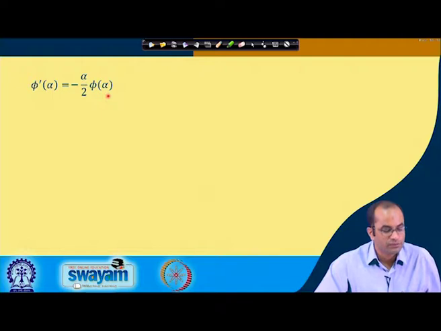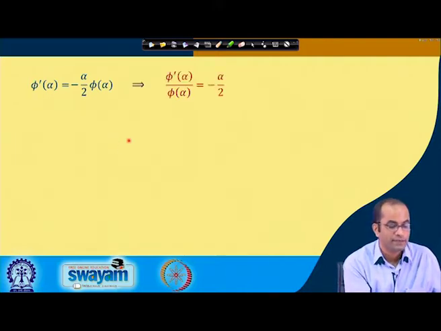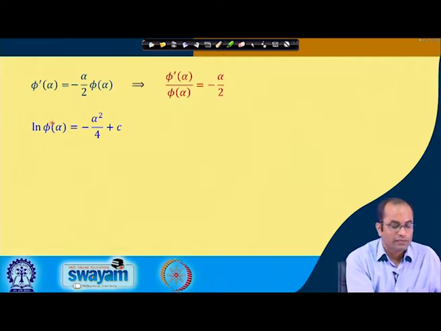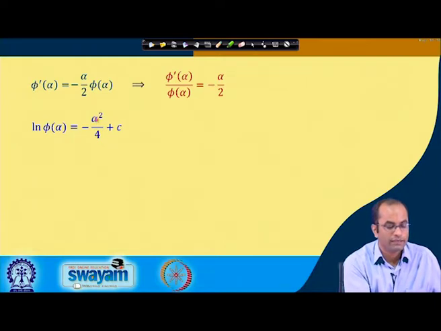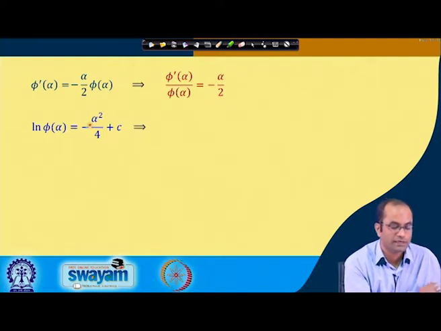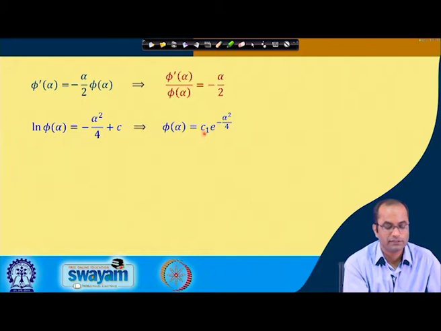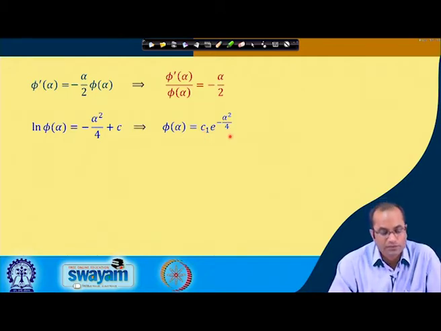So, which is very simple to integrate. We can take this phi alpha to the left hand side, and the d alpha will go to the right hand side, and integrating this, we will get the logarithm of phi alpha equal to minus alpha square by 4 plus some constant. Taking the exponential on this side, we will get exponential of minus alpha square by 4 into e power c, and that e power c we can assume another constant. So, we have c 1 e power minus alpha square by 4.